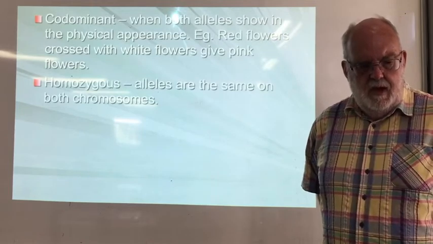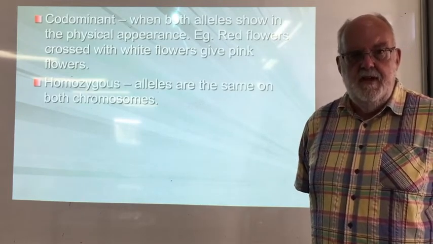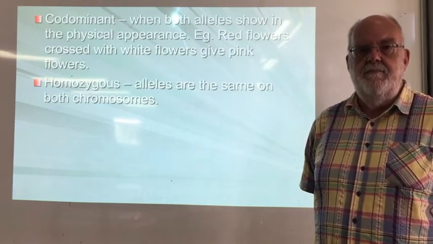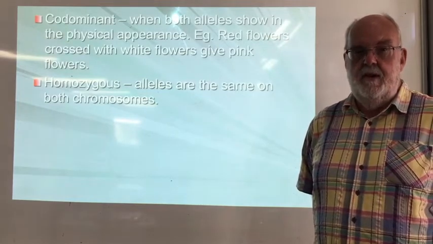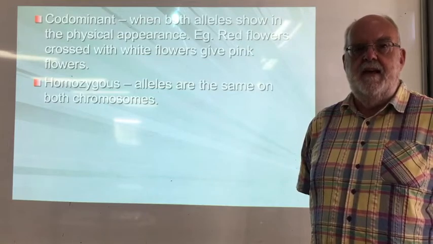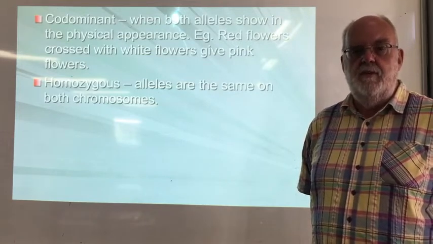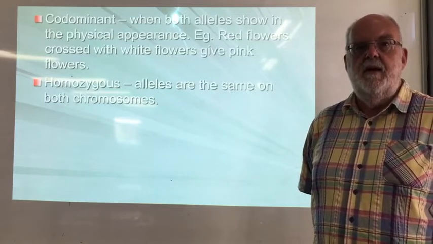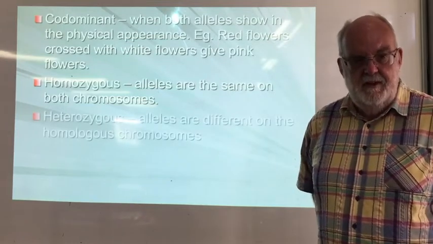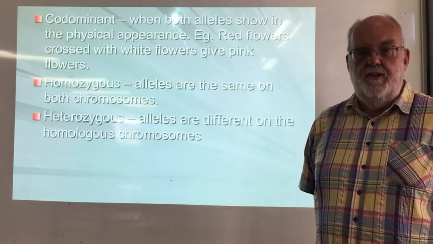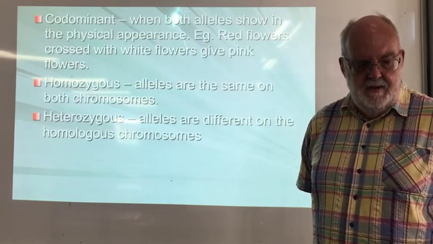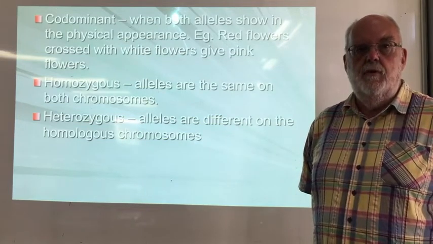The term homozygous means that the alleles are the same on both chromosomes. So going back to the eye colour again, remember you're taking a chromosome from your mother and a chromosome from your father. And if the allele for eye colour is the allele for brown on both your mother's and your father's chromosome, then you are homozygous for that characteristic. If, on the other hand, the alleles are different, say for example you inherit the brown allele from your mother and the blue allele from your father, then you are heterozygous for eye colour.